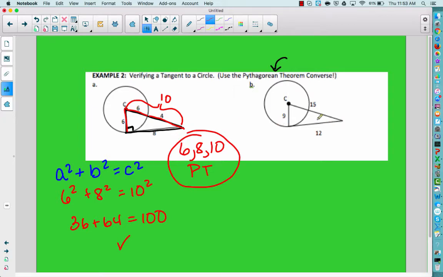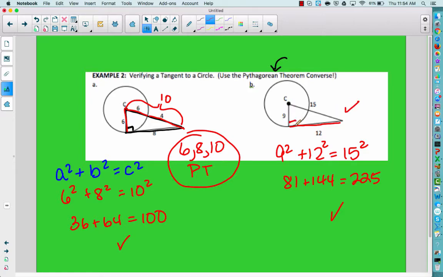All right, let's look at the next one. I want to prove that this is a tangent line, okay? That it is actually tangent to the circle, which means I need to prove that this triangle is a right triangle. All right, so 9 squared plus 12 squared, does it equal 15 squared? 81 plus 144, does that equal 225? And yes, it does. And then you might say, Coach Fred, that's a 3, 4, 5 triangle. So yes, it is a Pythagorean triple, so it also works.